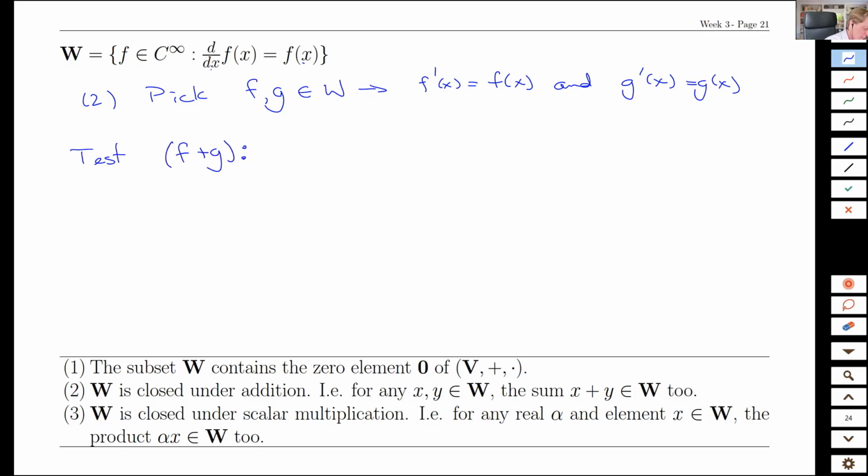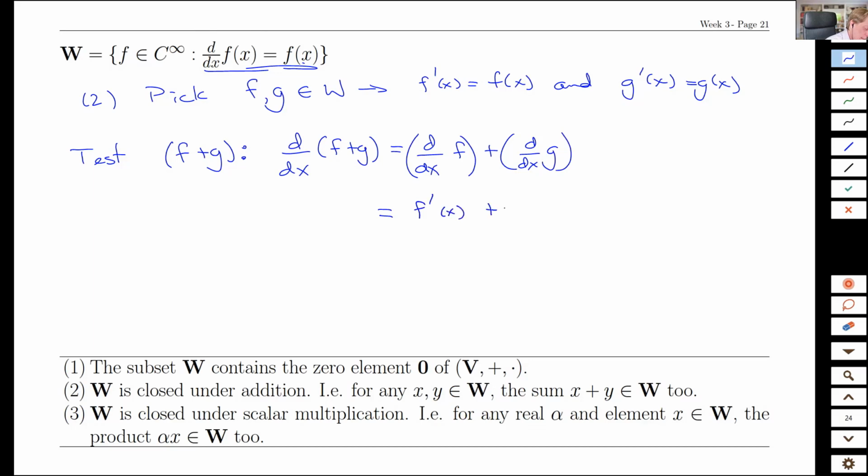Well, to look at f plus g, we want to see if it satisfies this equation. So we're going to take the derivative this time. Last time we subbed in values. This time we're going to take the derivative because that's what defines our set up here. So let's take a look at the derivative and see if we can make it equal the original function. Well, we know how this works because derivatives are, wait for it, linear. I can expand this derivative into the derivative of f and the derivative of g. And the derivative of g, well, that's f prime of x plus g prime of x.